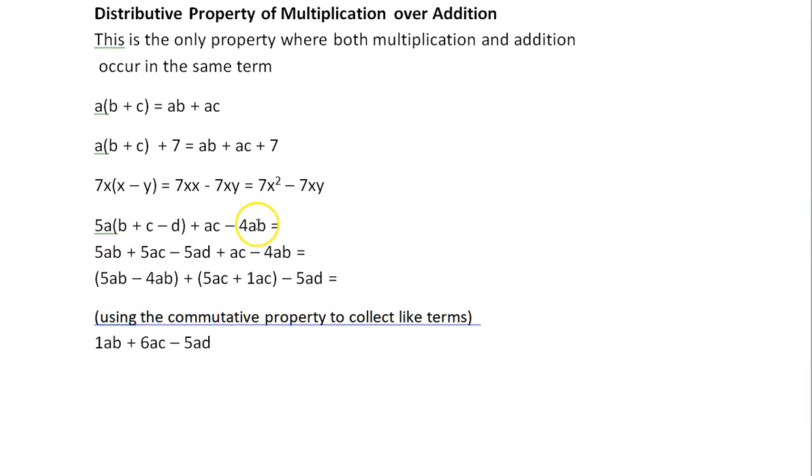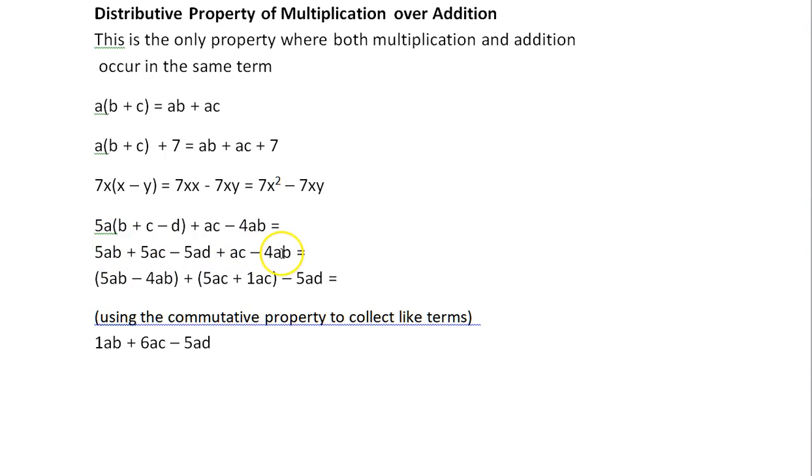And here's a case where we're going to multiply and then we're going to collect using the commutative and associative properties. So I'm going to have my 5A is going to multiply B, and 5A is going to multiply C, and 5A is going to multiply negative D, and then I have to add AC and minus 4AB. So when I go ahead and distribute this piece here, I've got my 5AB plus 5AC minus 5AD, and then this AC and this minus 4AB just come down. They're just brought down to the next line.